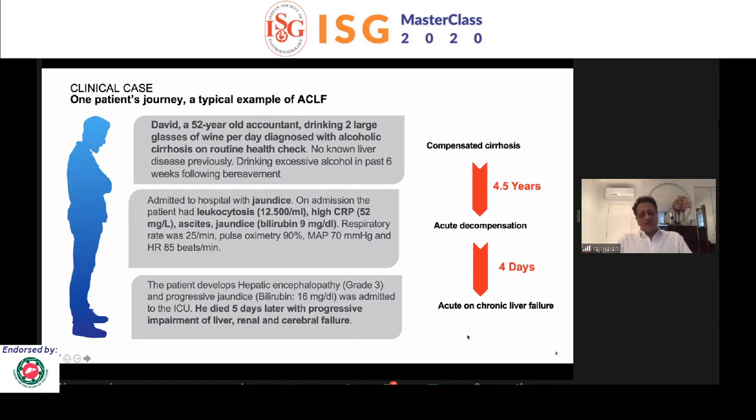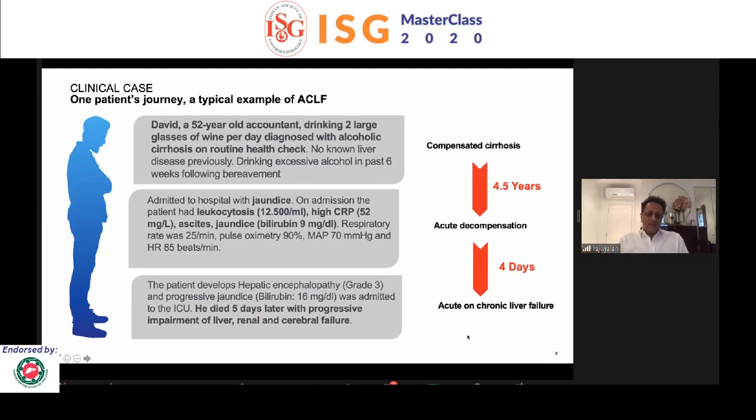But what happens to him over the next 4 days is he develops a rapidly progressive increase in his bilirubin up to 16. He develops grade 3 hepatic encephalopathy, has got some respiratory and renal dysfunction, and is admitted to the ICU. And 5 days later, he dies from multi-organ failure, complicated by cerebral failure, renal failure, and liver failure.